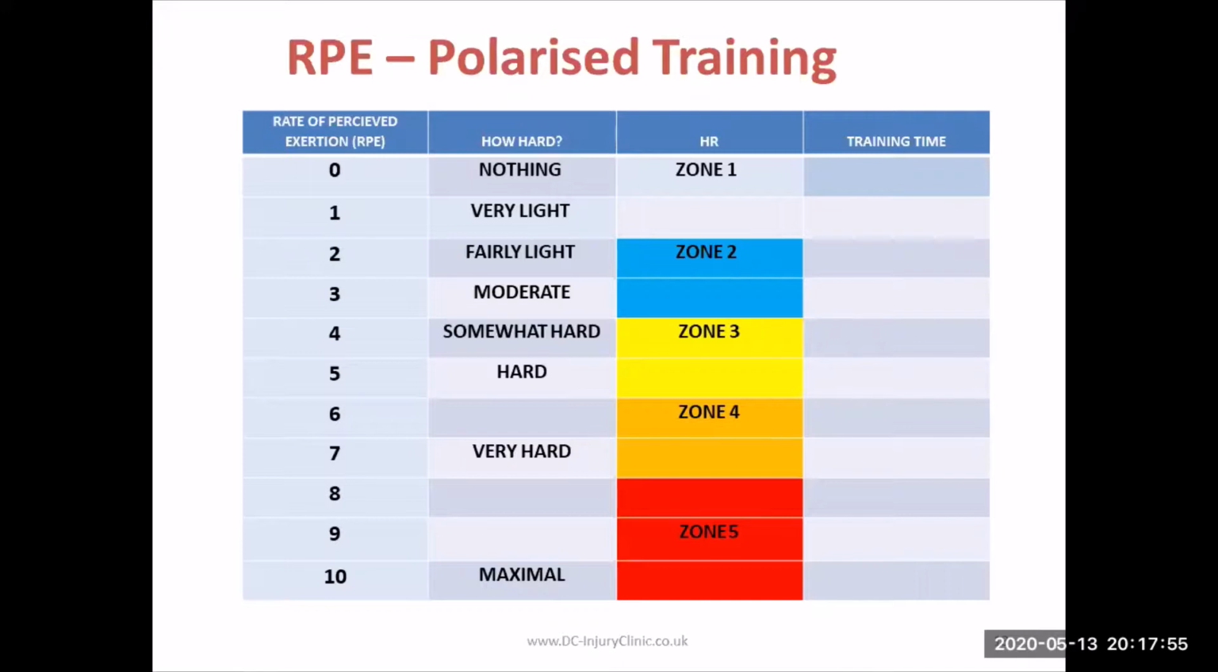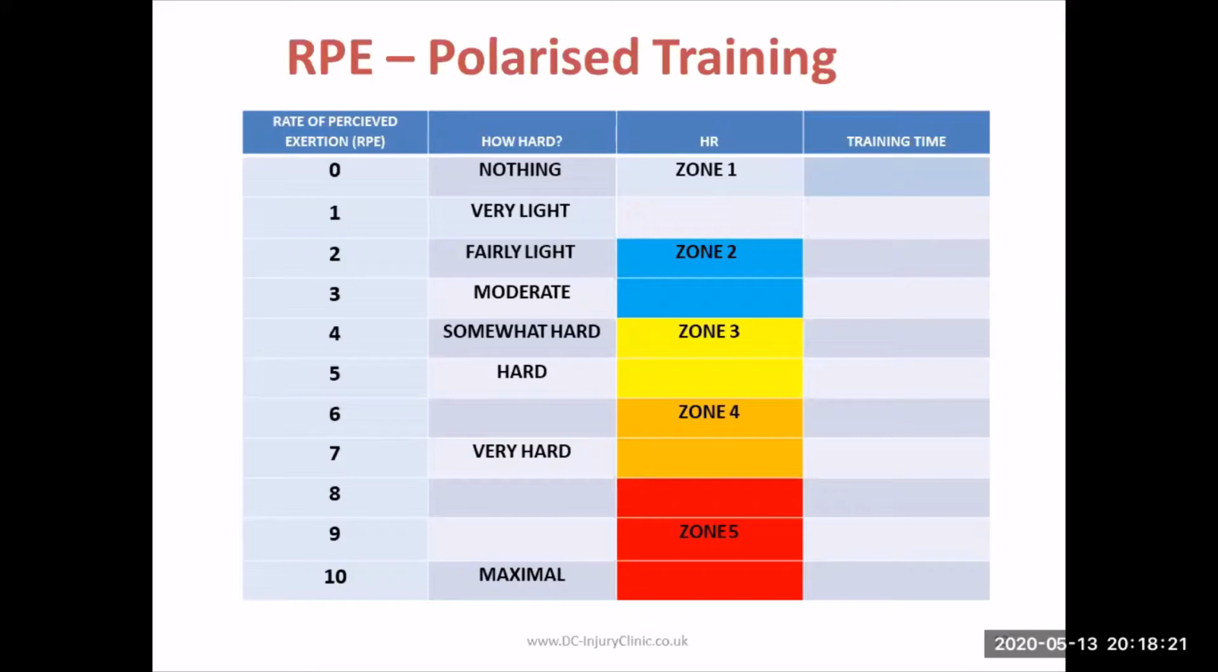Polarised training is similar to what a lot of you may do already, which is 80-20 training. 80-20 training is where we do 80% slower than race pace, 20% faster than race pace. It's a brilliant way to train. Lots of the elites do it. Polarized training is just more specific, I think, and I like it a lot.